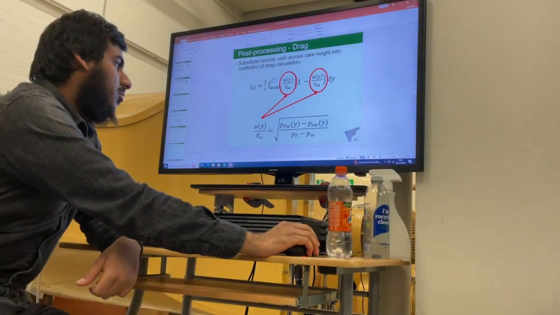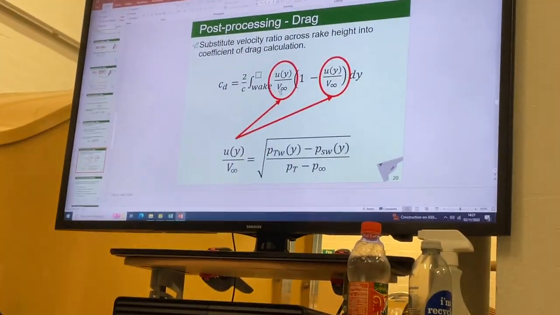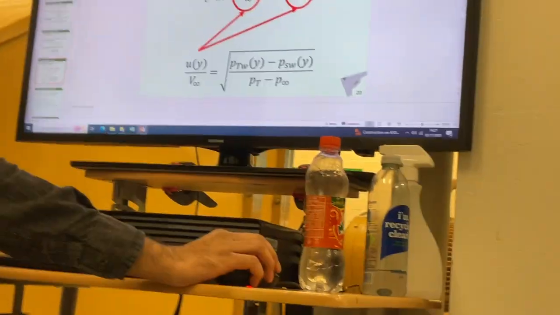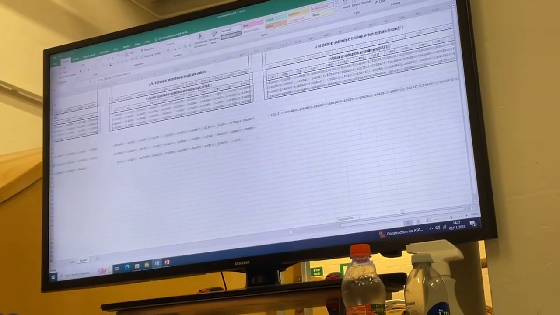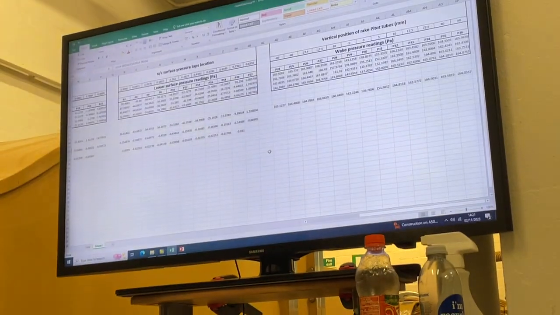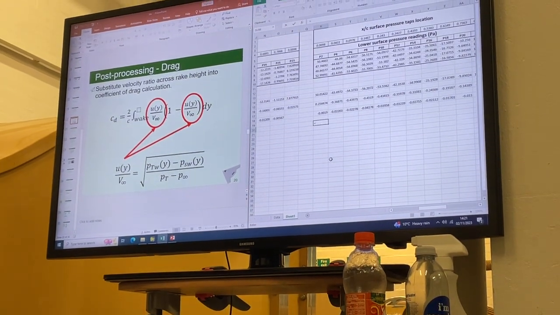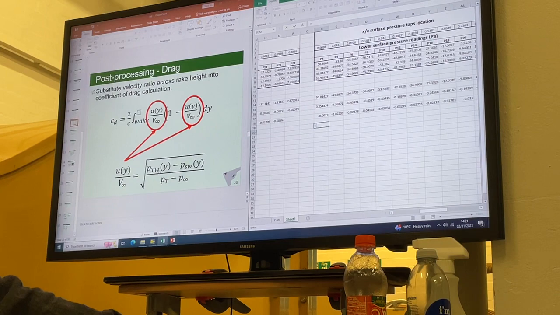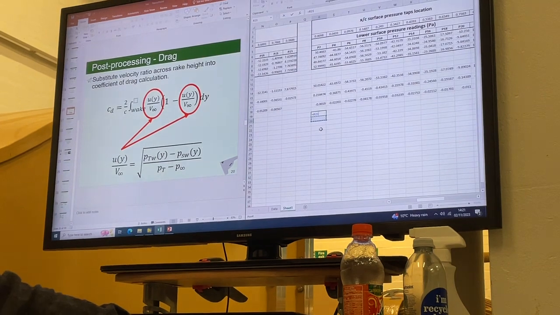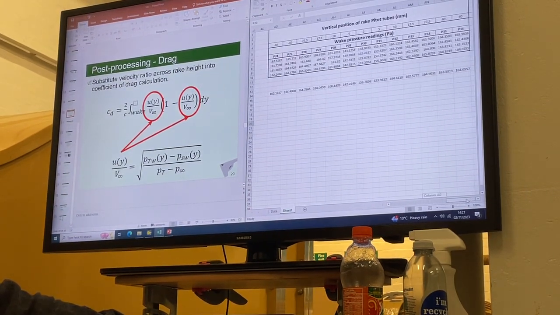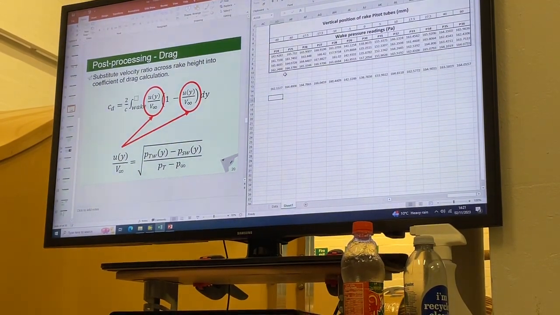Calculate this velocity ratio and then you just plug it in and use the exact same rule that you use for CL for trapezoidal rule to get the CD. So first we will get the velocity ratio. So it is PT, total pressure. So the values measured by the rake are total pressure values.